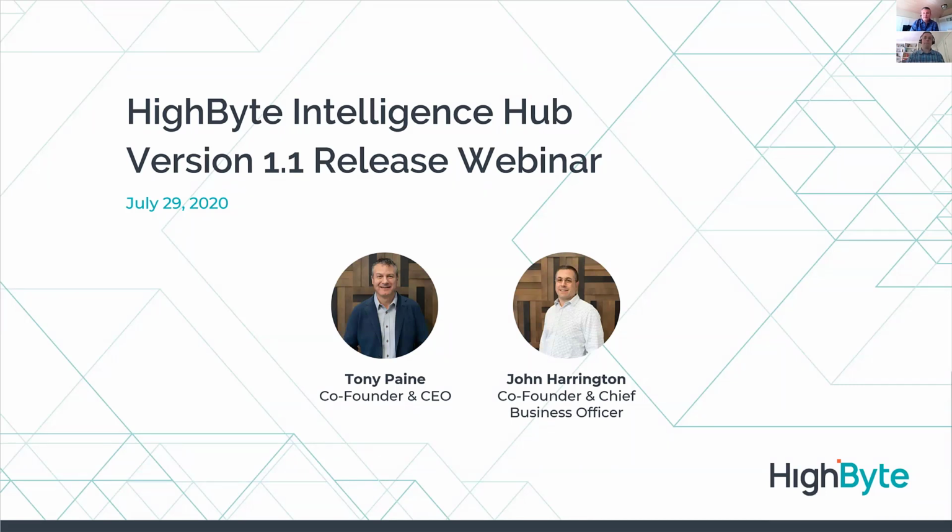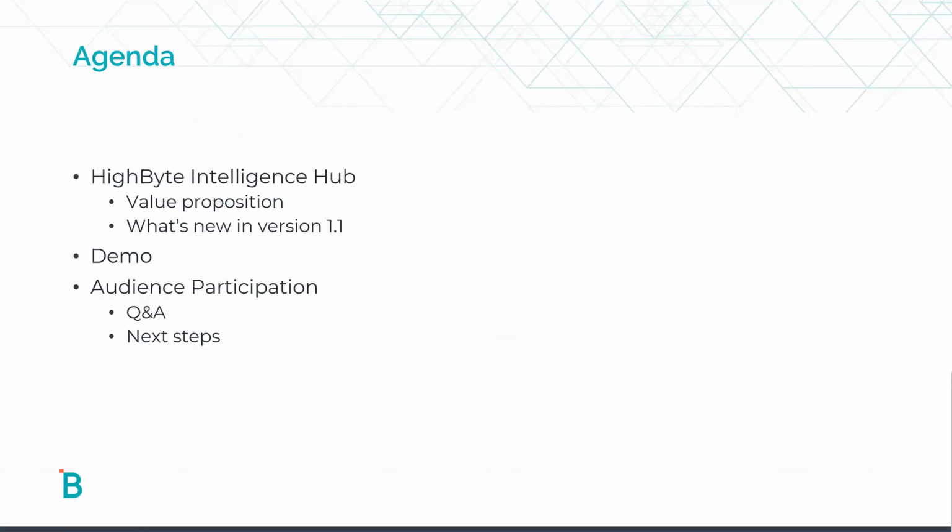With that, I'm going to shut off my video now so it doesn't interfere with the slides and demo. So for the agenda today, we're going to cover the HighByte Intelligence Hub value proposition and talk through some of the new improvements available in last week's 1.1 release. Next, we're going to jump in and demo the new features. And lastly, and perhaps most important for the HighByte team, is your participation.